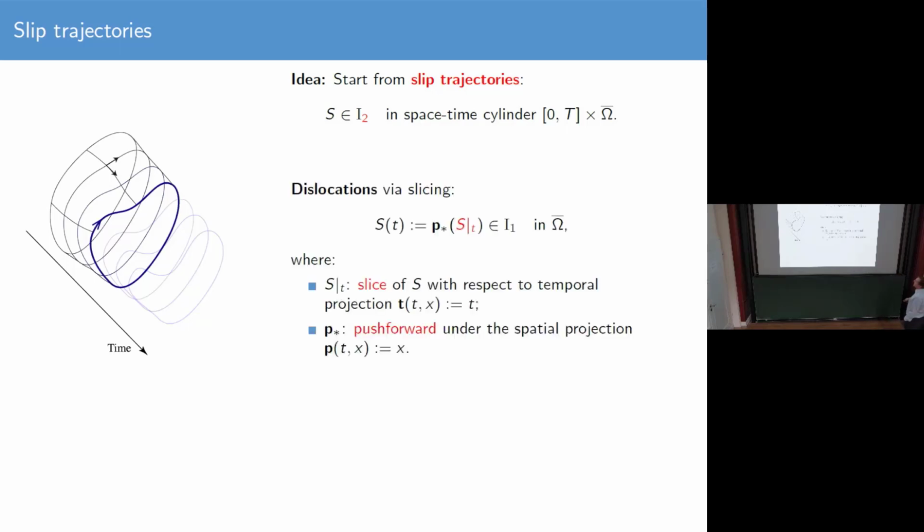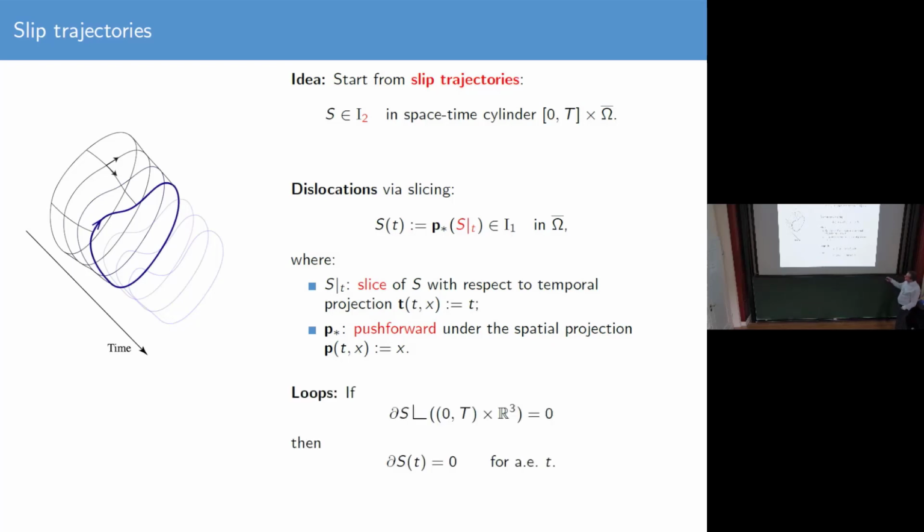So the first thing is, how do we get the dislocations back? Well, there's a nice operation called slicing, which you can think of as intersecting this surface with a hyperplane at a fixed time, and then looking at the trace that this surface makes on that hyperplane. Then I also need to do one more thing. I want to push forward under the spatial projection, which takes t and x and just gives me x. That just forgets the t component, because I don't want to have that. So I just get rid of it, and then I end up with S of t, which is really this dislocation at time t.